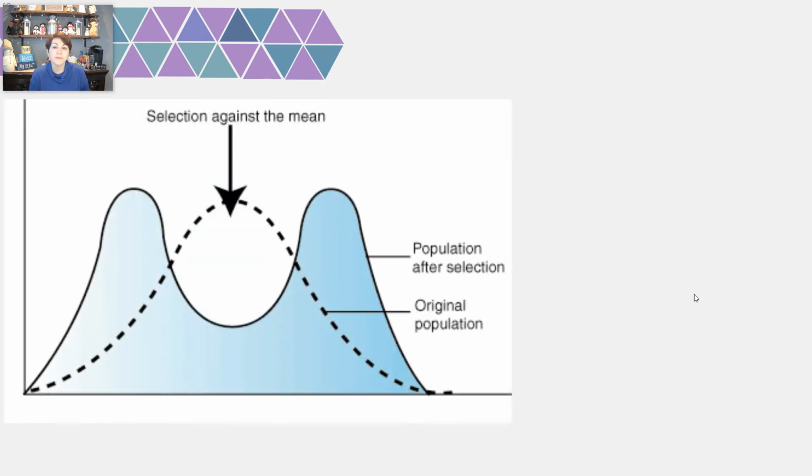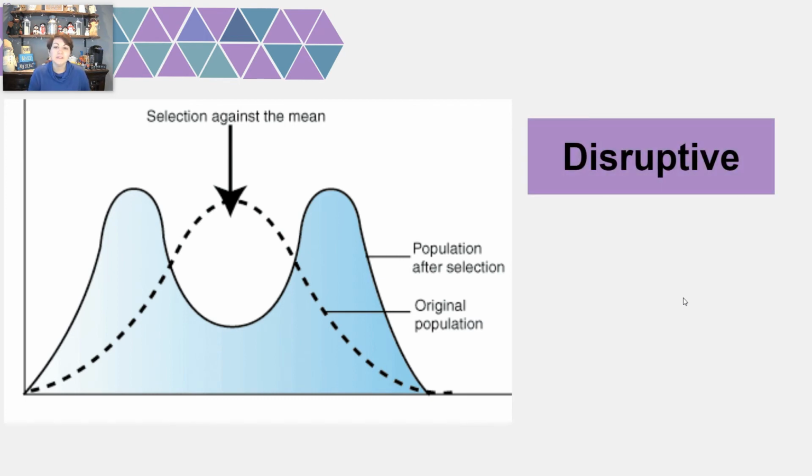All right, what about this graph? Answer the question in the Edpuzzle now. If you selected disruptive, you were correct because in this one, both extremes are favored, so they increase, and in that dotted line, you see the average going down. It's selected against.